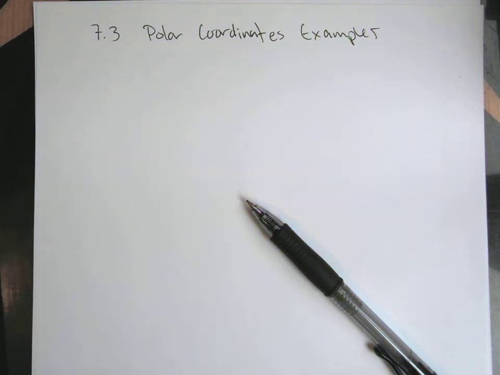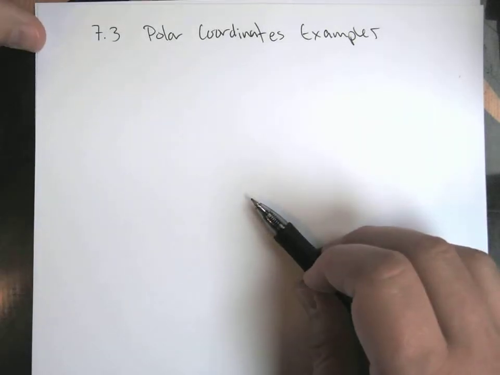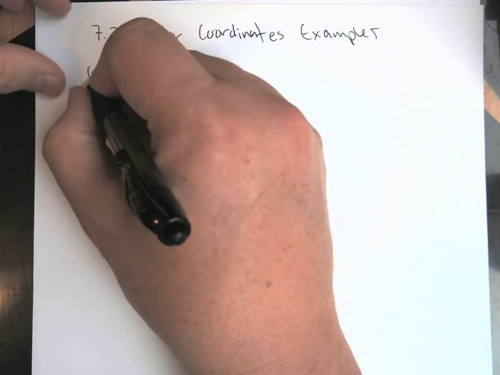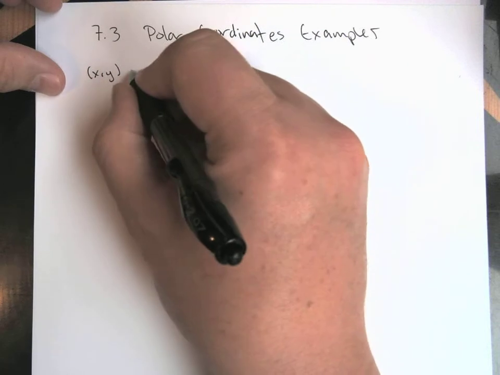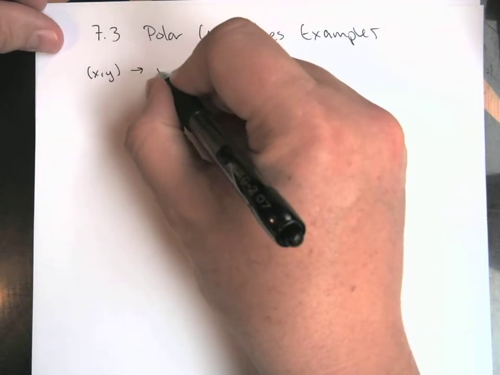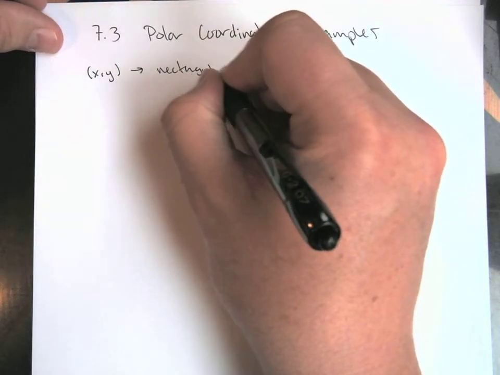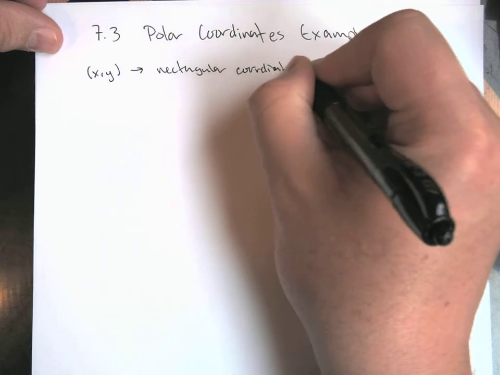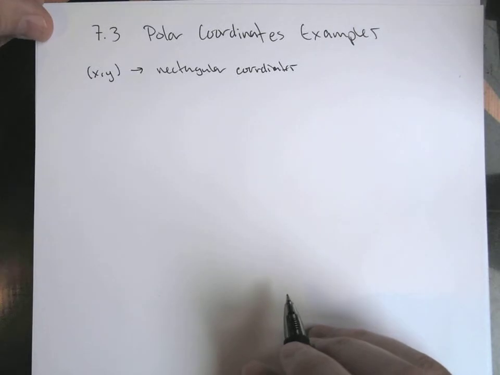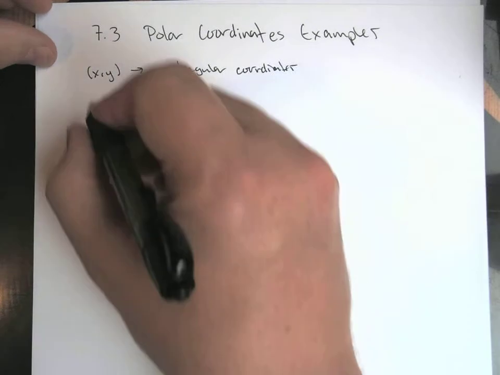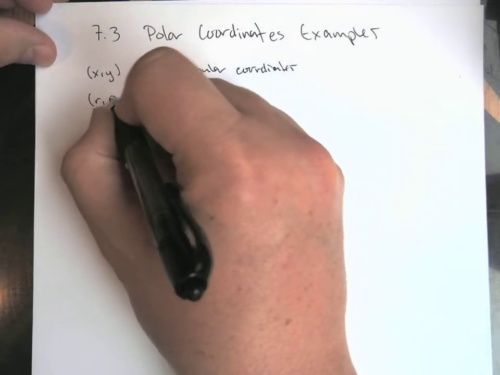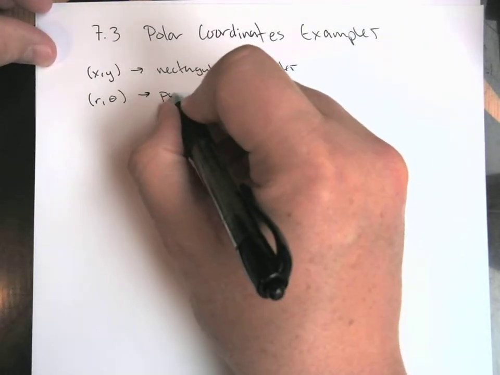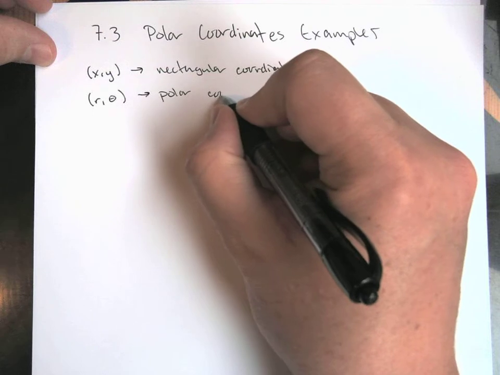All right, let's run another quick one down. Let's just run through some polar coordinates examples from 7.3. The main idea, right, is our usual coordinate system, the xy coordinates. These are called rectangular coordinates, right? X is left and right, the y value is an up and a down. Polar coordinates have a radius and an angle.